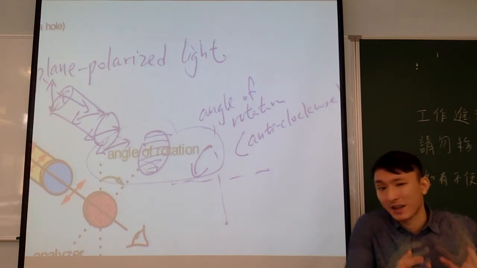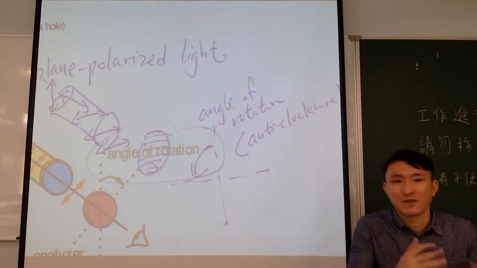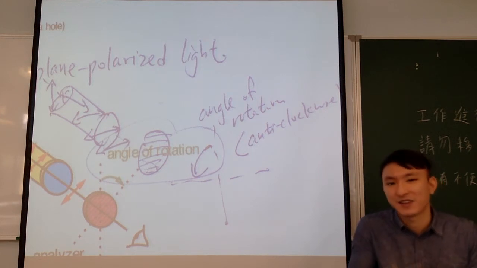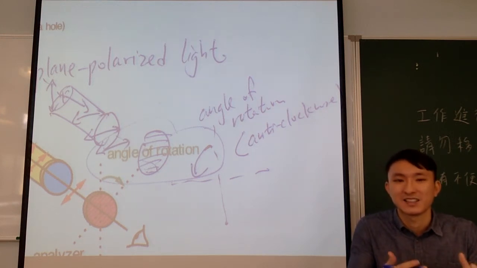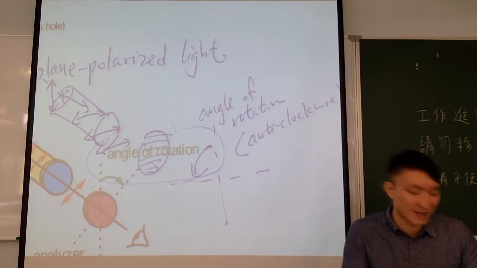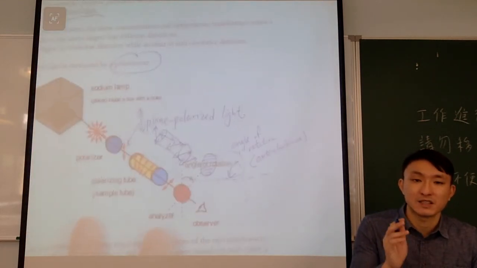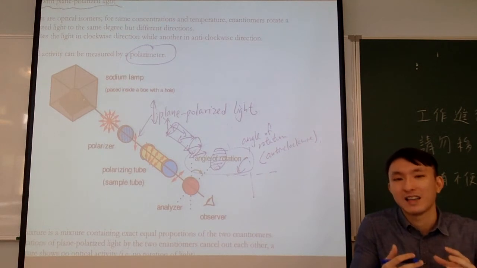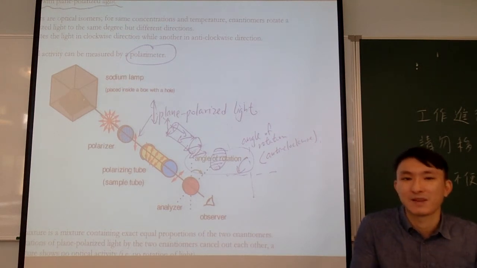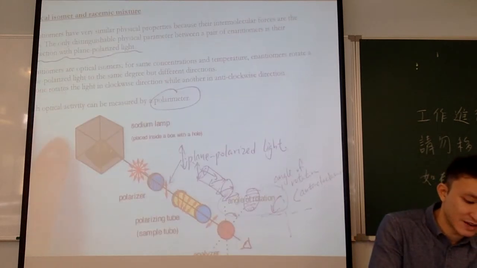I understand, quite complicated, very physics. So I try to explain it as simply as possible in terms of chemistry. Okay? So that's the idea. Now let's quickly look at some keywords, how in chemistry we describe the polarimeter and how it works.